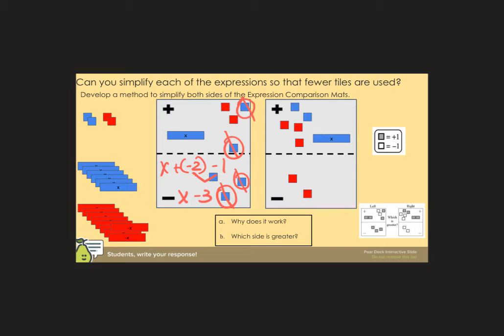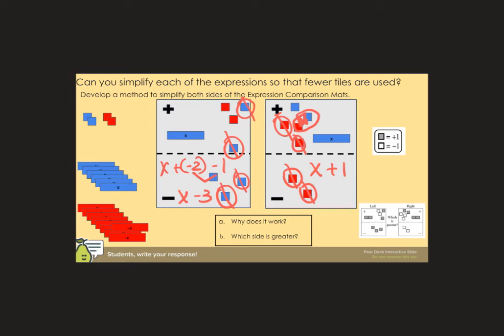Go over to the right side, I can take out our balance sets first, so we've got a balance set here and here, here and here. No more balance sets. Then we go look for our zero pairs, and we know that this is a zero pair, so I'm left with x plus 1.